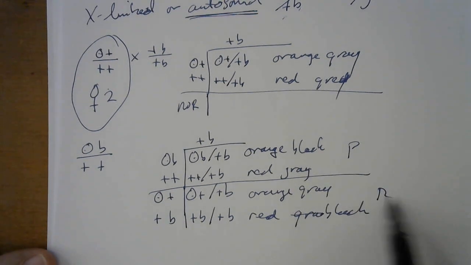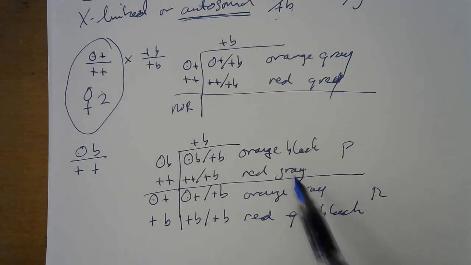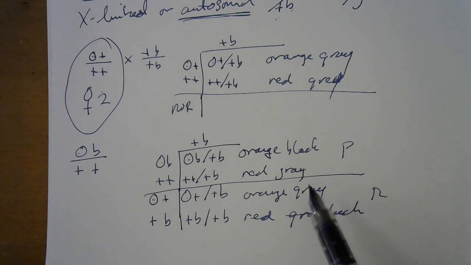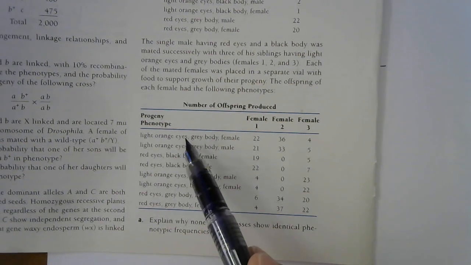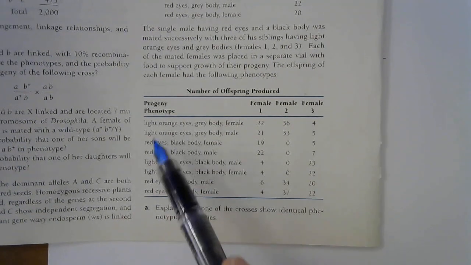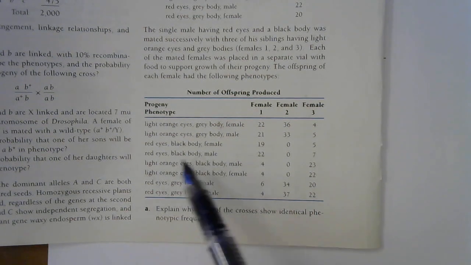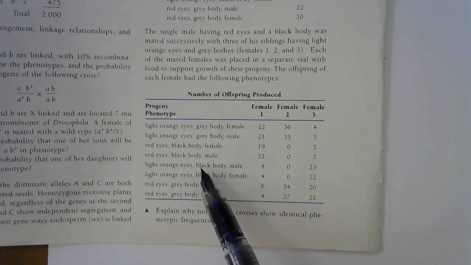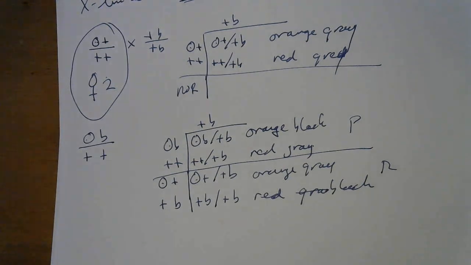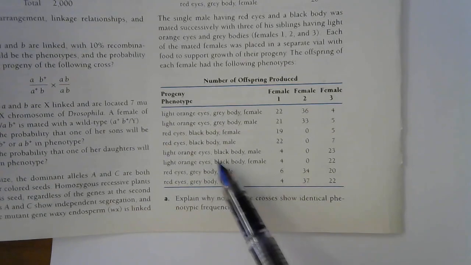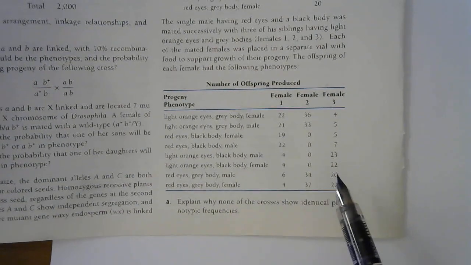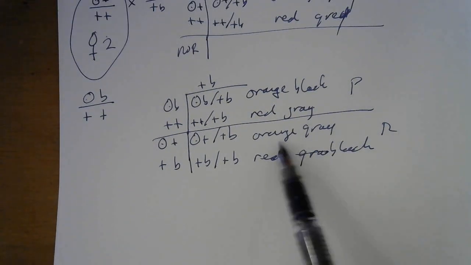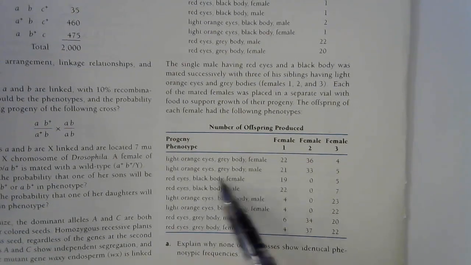These are parental, these are recombinant, and these two will be much more than the others. So orange black and red gray. Where's orange black? Orange black and red gray are common. So orange black, red gray are common, and orange gray, red black are uncommon.